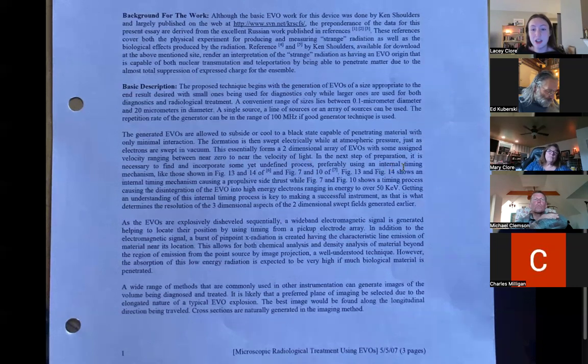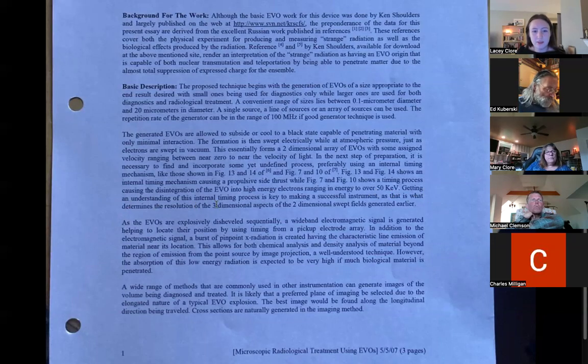In the next step of preparation, it is necessary to find and incorporate some yet undefined process, preferably using an internal timing mechanism like those shown in Figure 13 and 14 of reference 6 and Figure 7 and Figure 10. Figure 13 and Figure 14 show an internal timing mechanism causing a propulsive side thrust, while Figure 7 and Figure 10 show a timing process causing the disintegration of the EVOs into high energy electrons, ranging in energy to over 50 keV.